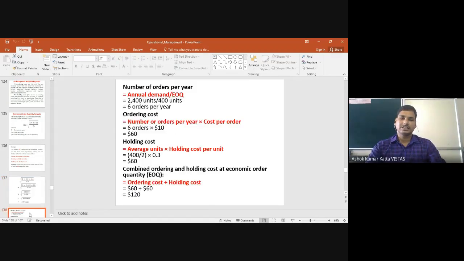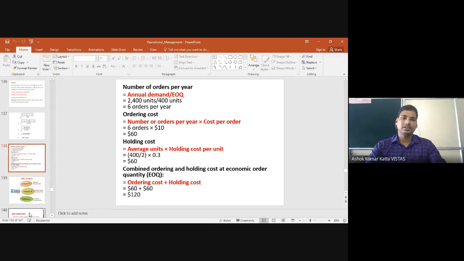So this is the calculation of the EOQ. Now these 400 units, whatever we calculated, that is going to be called the EOQ. Now we are going to calculate the EOQ to know about the additional cost we are spending on ordering and holding.